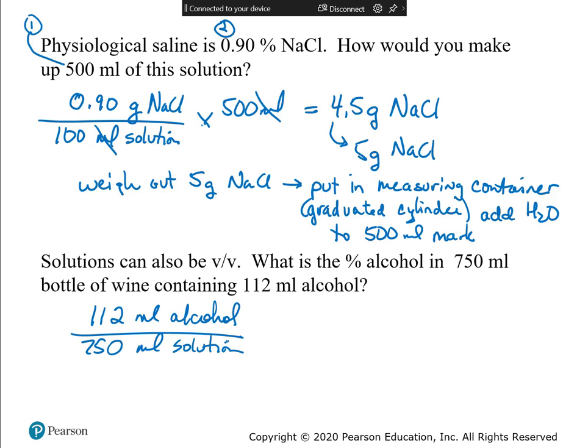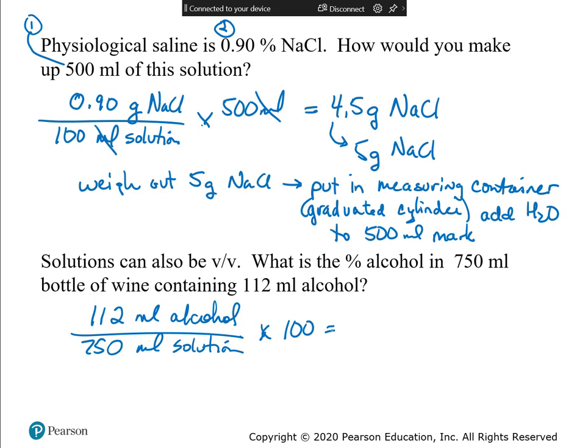So when you do this, do you see you're going to get a decimal? If you take 112 divided by 750, you get a decimal place: 0.49333333, repeating. But what do I have to do to put it in percent? Multiply your answer times 100.